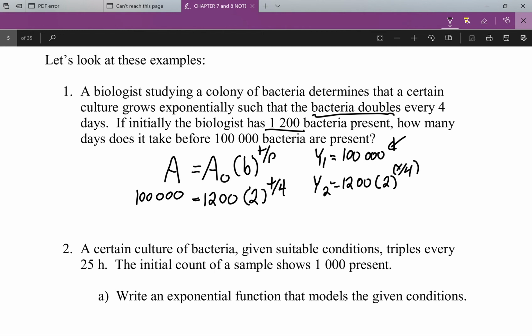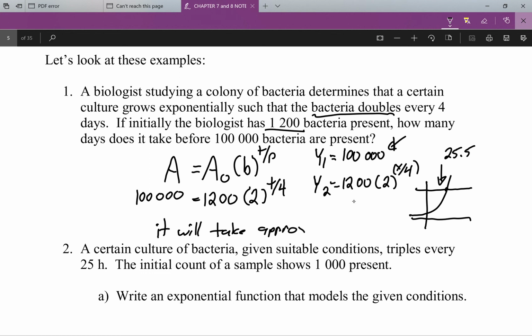This will give me approximately 25.5. When we put this in, you'll get a graph with that straight line which represents the y1, and that exponential curve. Then you're looking for that intersection point right there. Doing this, we get approximately 25.5. So that means that the time, and I'm going to answer with words here, it will take approximately 25.5 days.